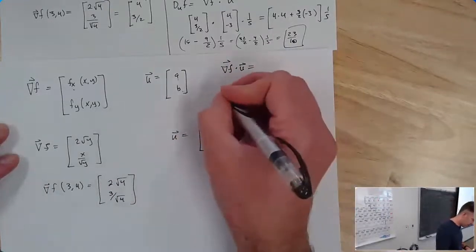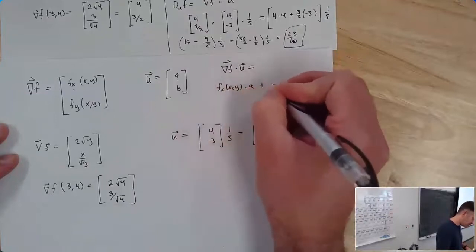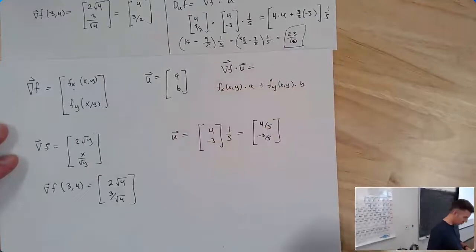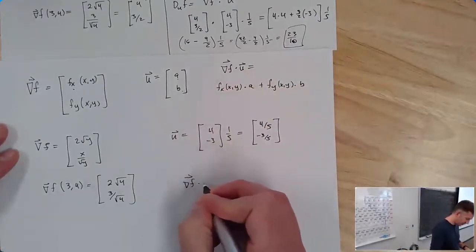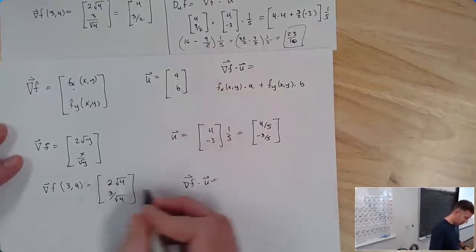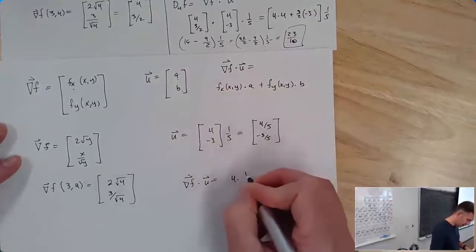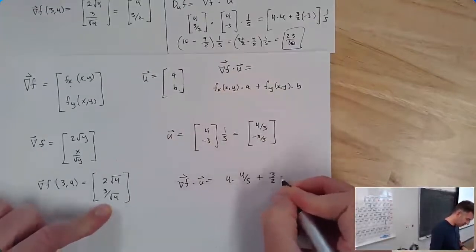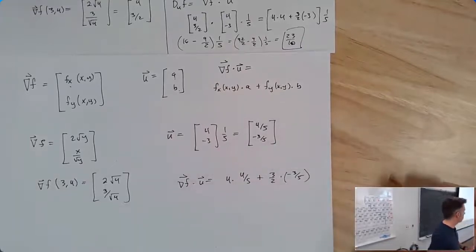So it's going to be your fx at (x,y) times a plus your fy at (x,y) times b. Or in this particular example, our gradient dotted with our vector u is going to be 2 times the square root of 4, which is 4, times 4/5, plus 3 over the square root of 4, which is 3/2, times negative 3/5. So yeah, it's the same thing.